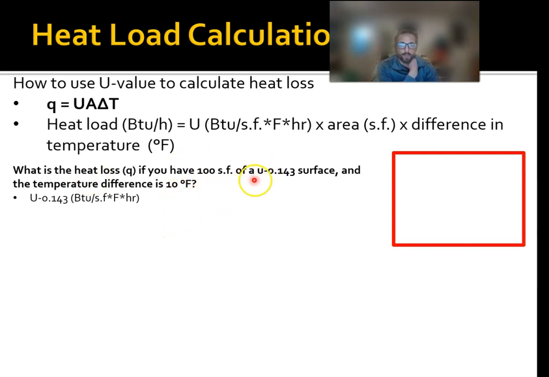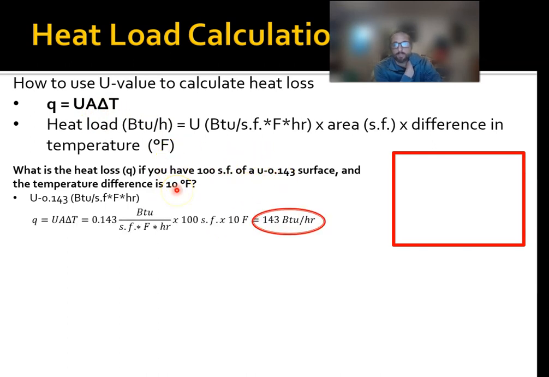So the previous surface, remember it was a U of 0.143. What's my heat loss if I have 100 square feet of that surface with a delta T of 10? All right, so super simple equation. Remember, just U times A times delta T. So we have the U, we have the area in square feet, and we have the delta T. Just multiply them together, we get 143 BTUs per hour.